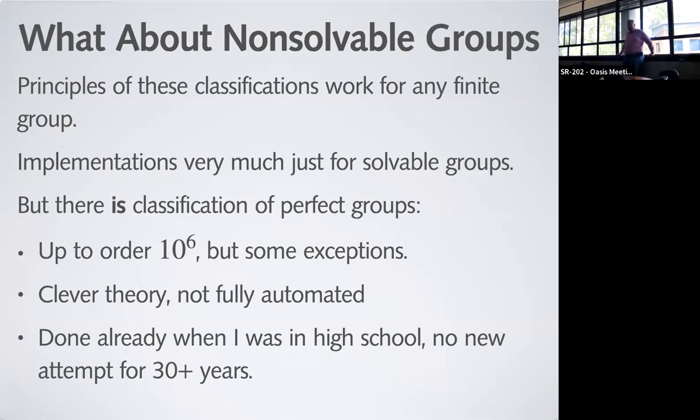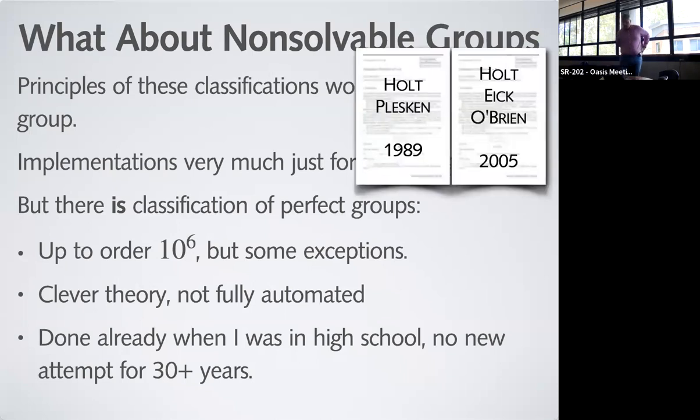Well, there is, in fact, a classification of perfect groups which existed before. This was done by Plesken and Holt, and a description of what the process does you can find in the Handbook of Computational Group Theory. They classified in 1989, so this is basically before my work, before I became a professional mathematician. This was just when I finished high school, when the work was done. They did it up to order 10 to the 6, but they had some exceptions of orders where there were too many groups. They used very clever theory, but it wasn't fully automated. And I will say a little bit more about that later.